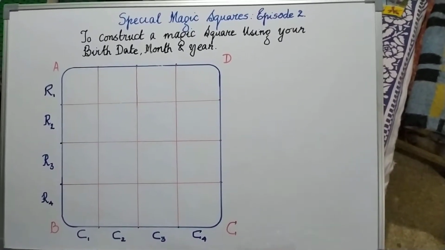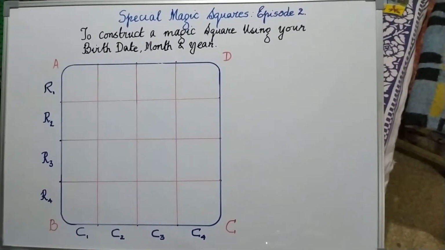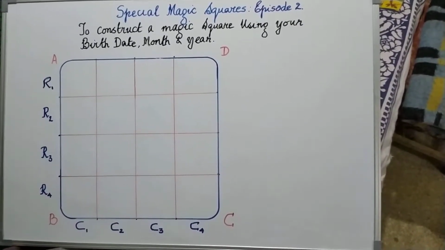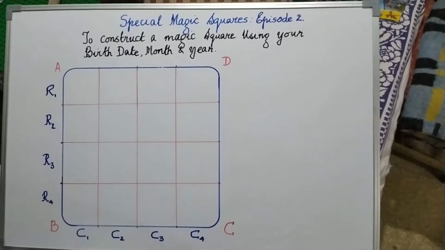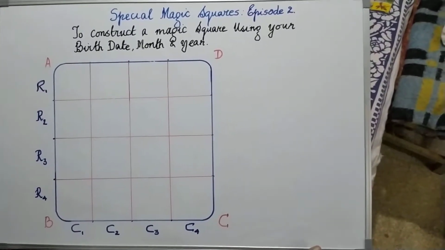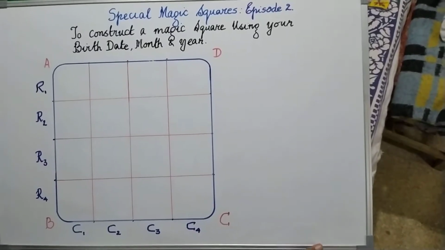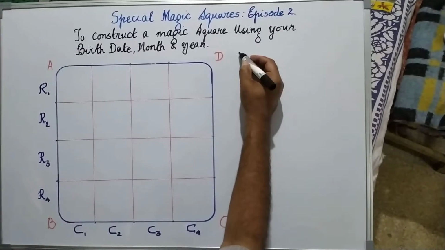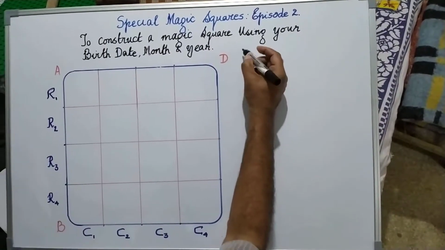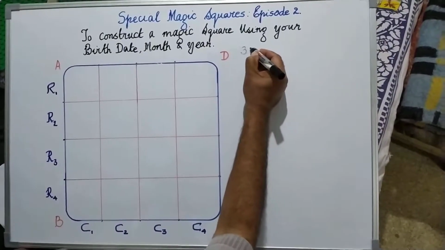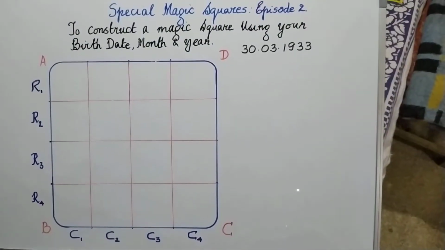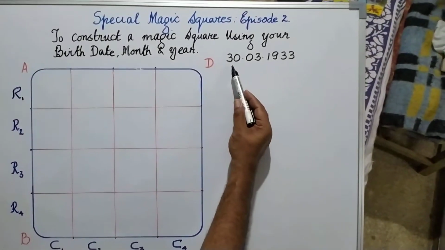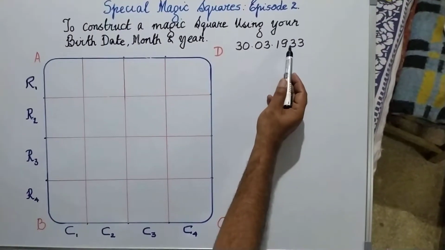Here again we are going to construct a 4 by 4 magic square, and to construct that we will choose a date of birth, month and year. The date of birth that I have chosen is 30th March 1933.